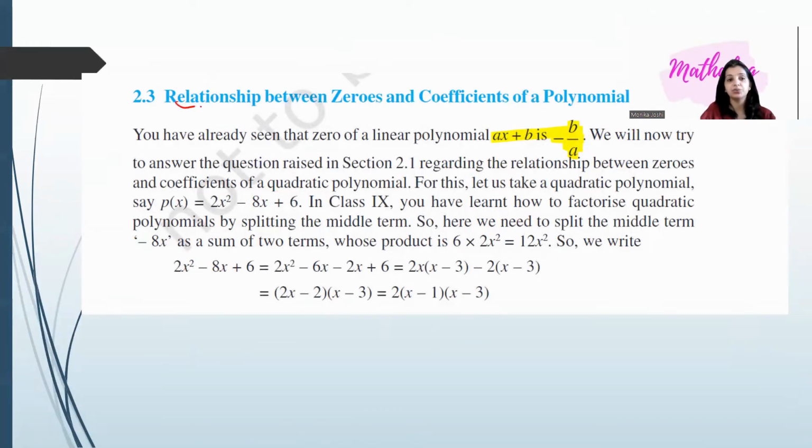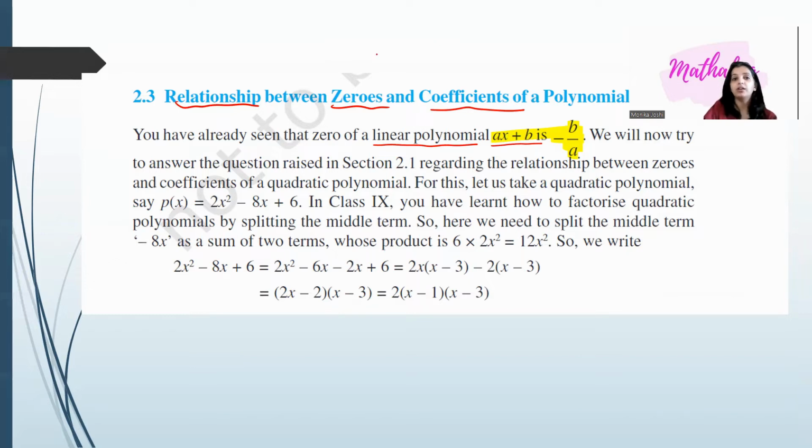Concept: relationship between zeros and coefficients. We have already studied zeros. What are zeros? We call zeros the roots of the equation, solutions of the equation, or the value of x, right? So all these meanings are the same. And the coefficient of a polynomial means any number which is multiplied with the variable. As we can see here, this is a linear polynomial ax plus b, so the coefficient of x is a because a is multiplied by x.